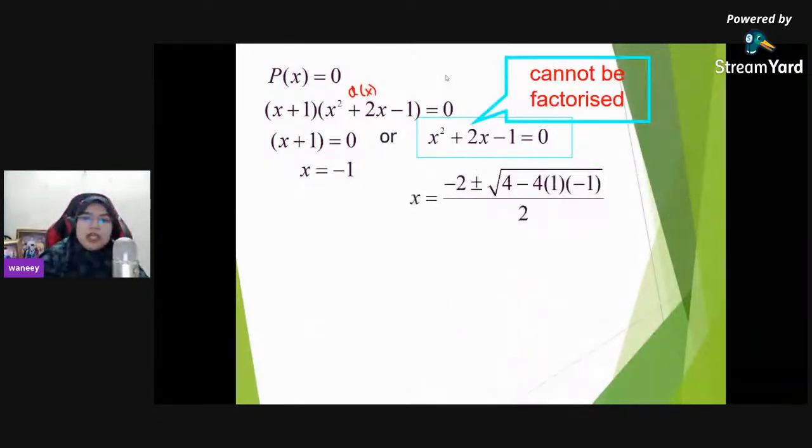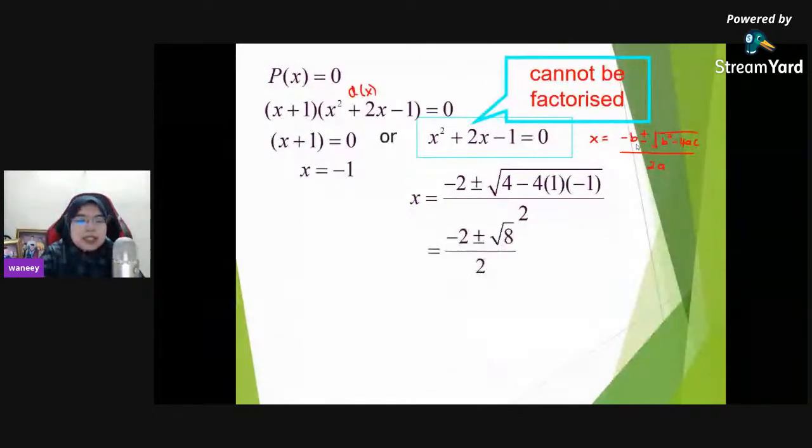So the formula is x equal to negative b plus minus square root of b squared minus 4ac, divided by 2a. So we are going to use this formula when we cannot factorize them completely like usual, with the cross method. If we cannot, we will use the formula. Okay, so substitute all the a, all the b, all the c.